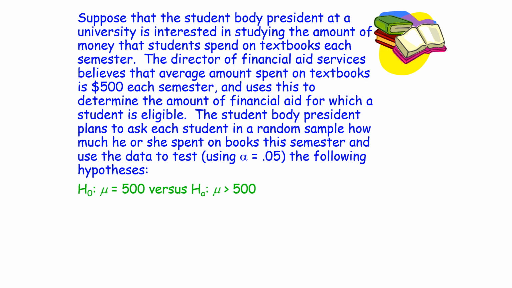Suppose that the student body president at a university is interested in studying the amount of money that students spend on textbooks each semester. The Director of Financial Aid Services believes that the average amount spent on textbooks is $500 each semester and uses this to determine the amount of financial aid for which a student is eligible. The student body president plans to ask each student in a random sample how much he or she spent on books this semester, and then use the data to test, with an alpha of 0.05, the following hypotheses. For our null hypothesis, mu is equal to 500, versus our alternative hypothesis that mu is greater than 500.